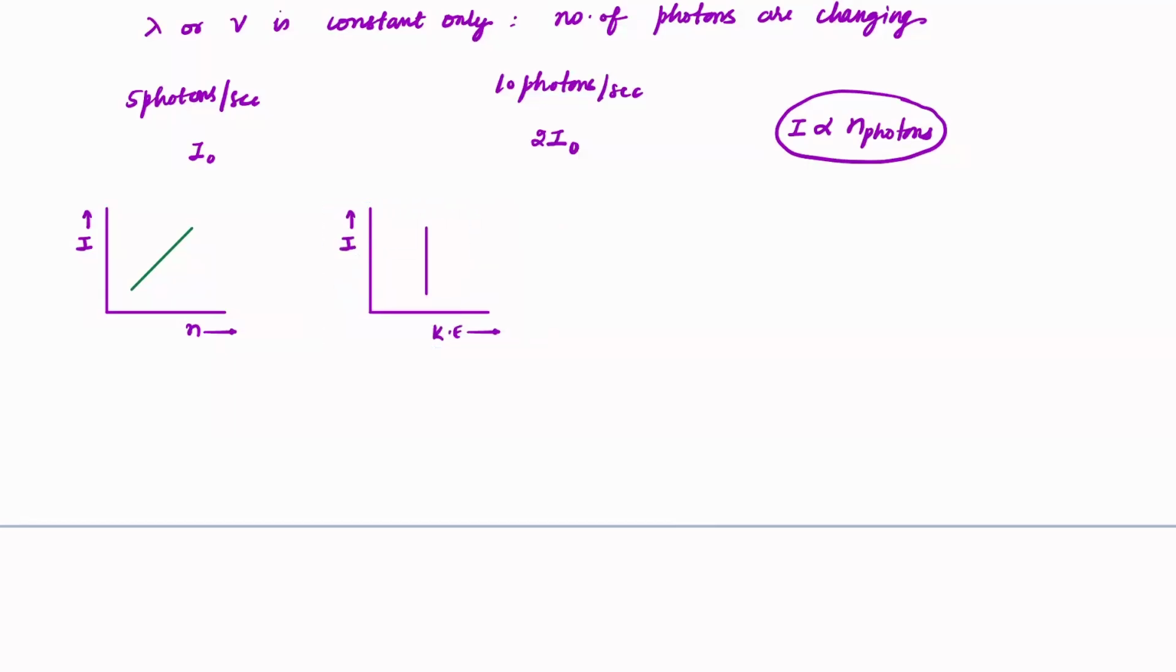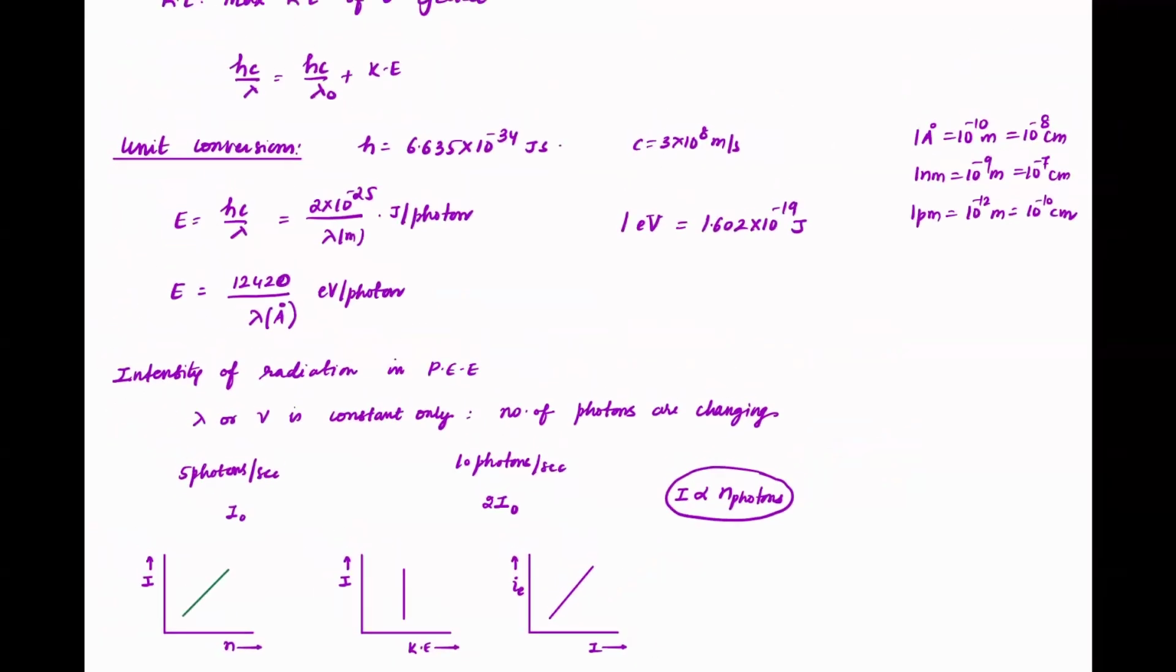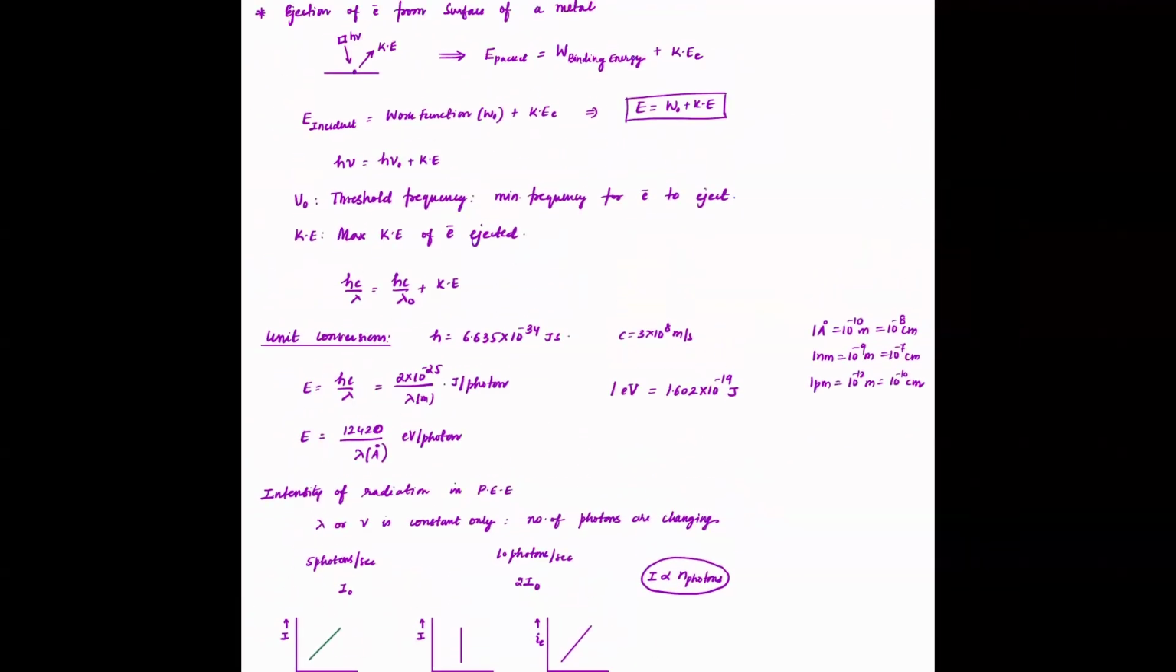And if you compare this with photocurrent, okay, something called photocurrent. What does that mean? Suppose you are plotting the current that is developed due to the ejected photons versus intensity. So if intensity is increased, current will also increase. Got it? So this is something we need to understand from the photoelectric effect.